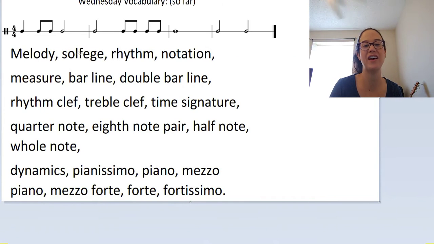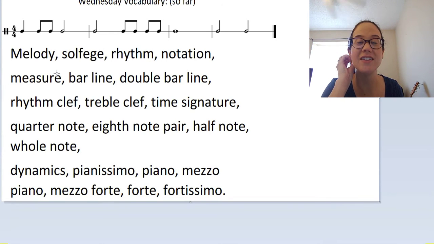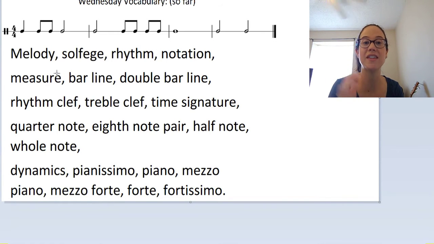Melody, solfege, rhythm, notation. Measure. A measure is a small chunk of music, and we tend to use measures in sets of even numbers. So a 2-measure rhythm or a 4-measure melody. Right now we have measure 1 here, measure 2, measure 3, and measure 4.